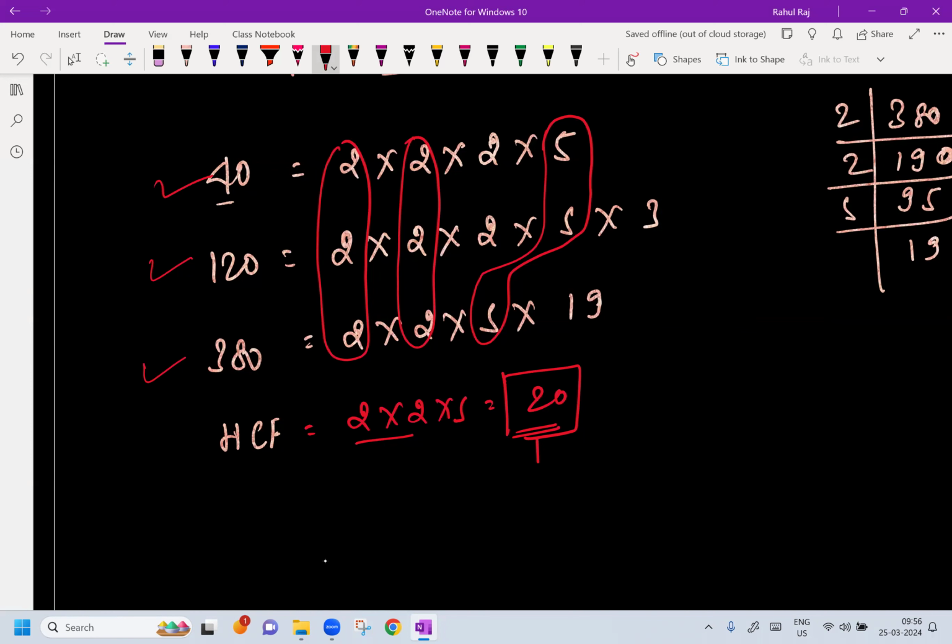There is no number that exists in the number system which is greater than 20 and will divide all these numbers with remainder 0. Agreed? Yes. So this is what we call HCF.